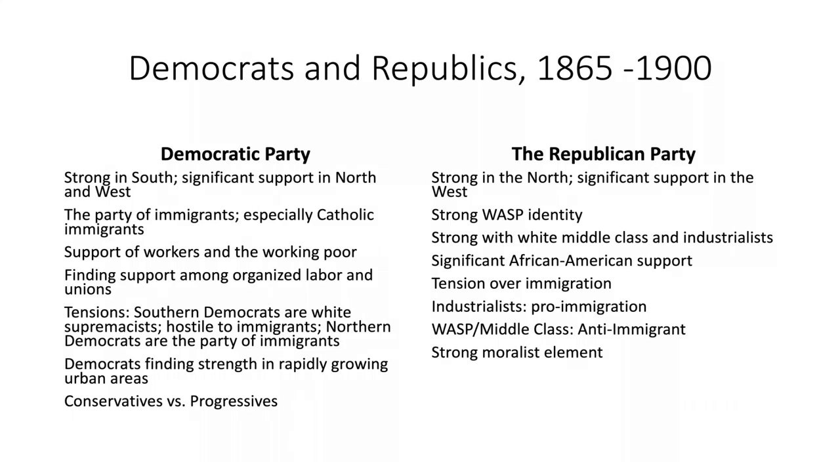So, with the Republican Party, geographically, they're very strong in the North. They also have significant support in the West. The Republican Party has a strong WASP identity. As we'll talk about in just a moment, this strong WASP identity is going to create a tension within the party over immigration.